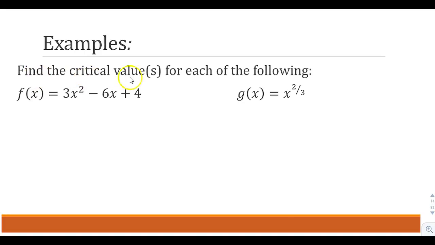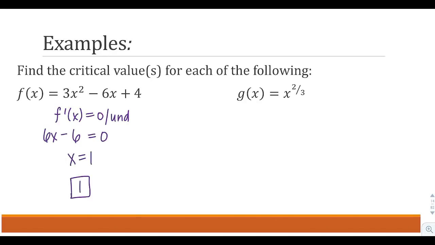Here we're going to find the critical values for each of the following. f of x equals 3x squared minus 6x plus 4. So we want to figure out where f prime of x is either equal to 0 or potentially undefined. So f prime of x is 6x minus 6, and we can set that equal to 0. It can't be undefined, it's a line. So we'll just add the 6 and divide by 6, so we get a critical value of 1. We do want to make sure that 1 is in the domain of the original function, but we have a polynomial here, so the domain is all real numbers.